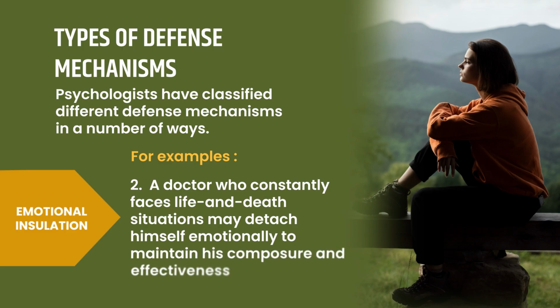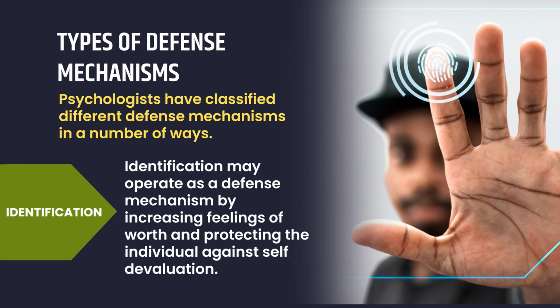For example, a student who has a fear of crowds and public speaking may avoid giving presentations in class. Another example can be a doctor who constantly faces life and death situations and may detach himself emotionally to maintain his composure and effectiveness. Next type of defense mechanism is identification.